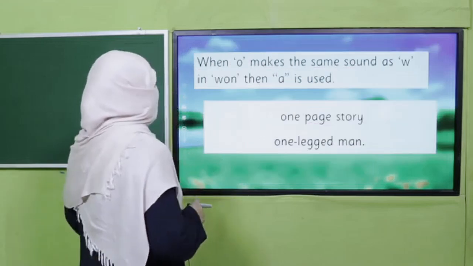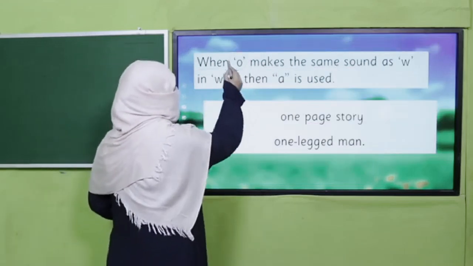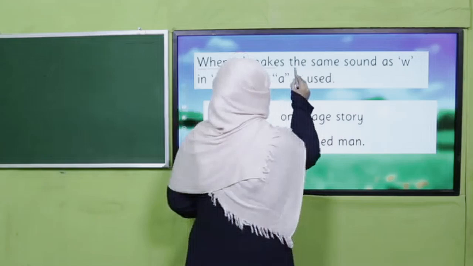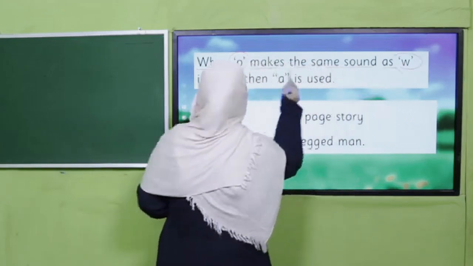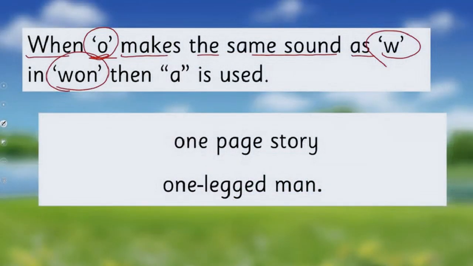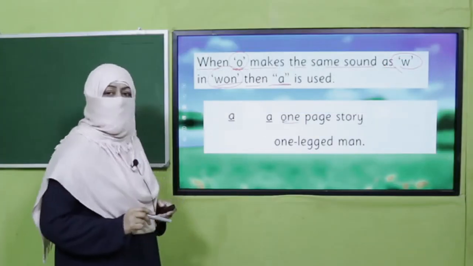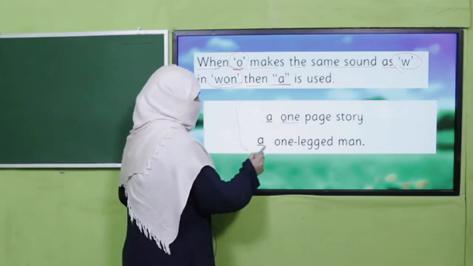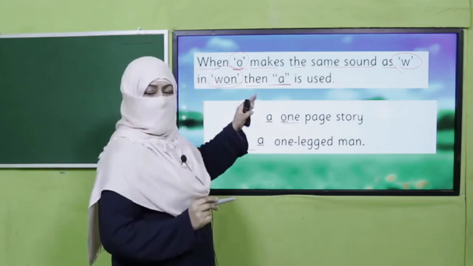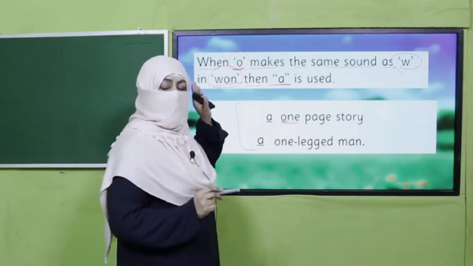Good job. The next exception is the letter O. Now, we know it's a vowel, but sometimes it makes the sound of W in one. Then we don't say AN, we use A over there. For example, one. Now, when we say one page story, this O is not giving the sound O, it's giving the sound W. So we'll say a one-page story. Likewise, a one-legged man. These are the examples. Here this O is giving an exceptional sound. That's why we don't say AN, we say A.